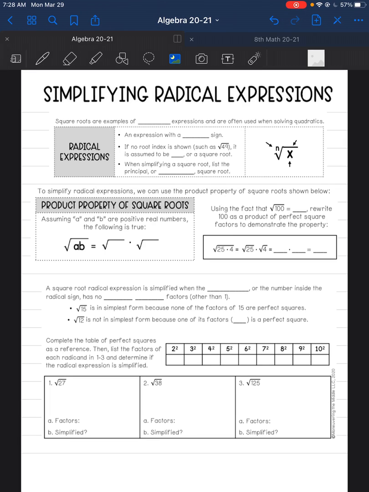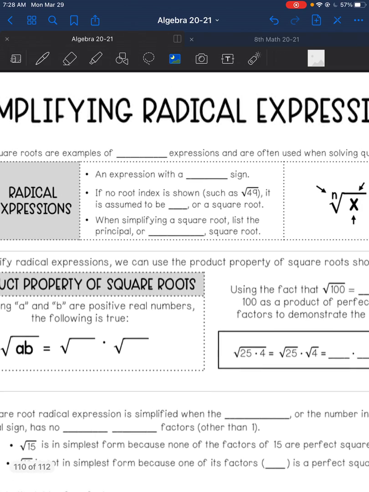Today we're going to talk about simplifying radical expressions and solving quadratics using the square root method. The reason we're doing this together is because radical expressions are all using square roots, and we need to remember square roots and what goes on with square roots in order to do the square root method.